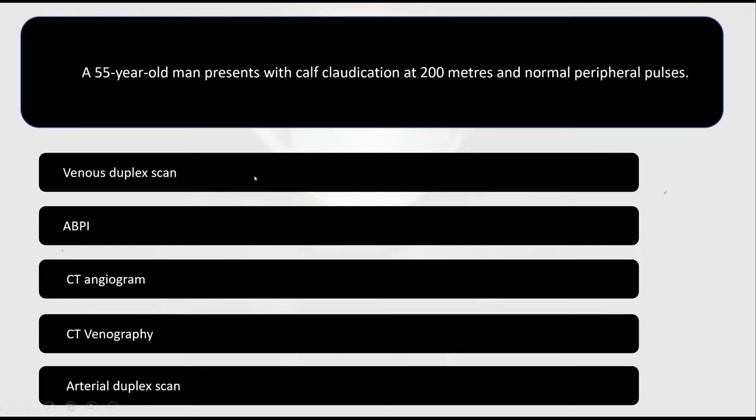Okay, this patient with a claudication, this is arterial claudication. Arterial duplex scan, not venous duplex. And why not ABPI, ankle brachial pressure index? If you watch the vascular lecture, in most instances, normal instances like this, we will start initially by ankle brachial pressure index. Do you have any other opinion, Dr. Muntasir?